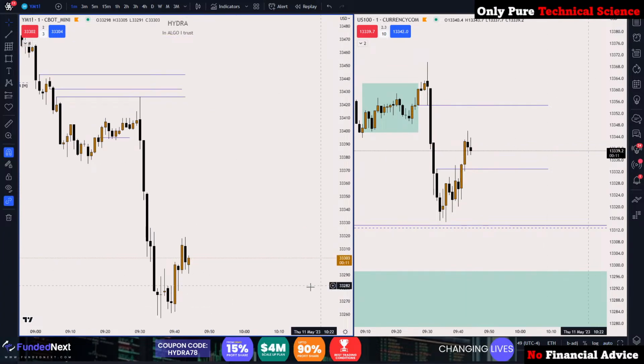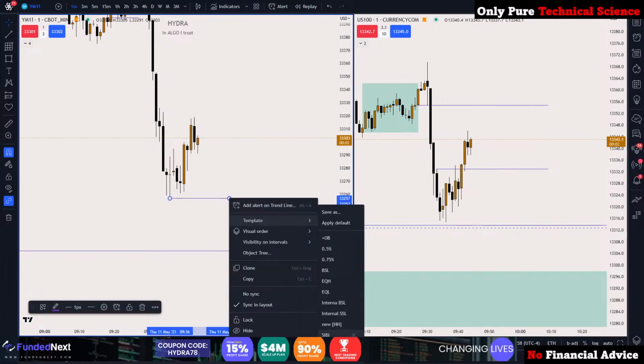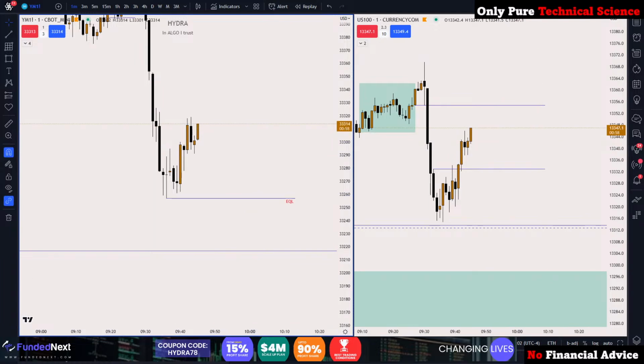Okay, I do see relative equal lows on Dow. These relative equal lows here. What is dollar doing? Wow, dollar is just moving aggressively towards the buy side. Really?